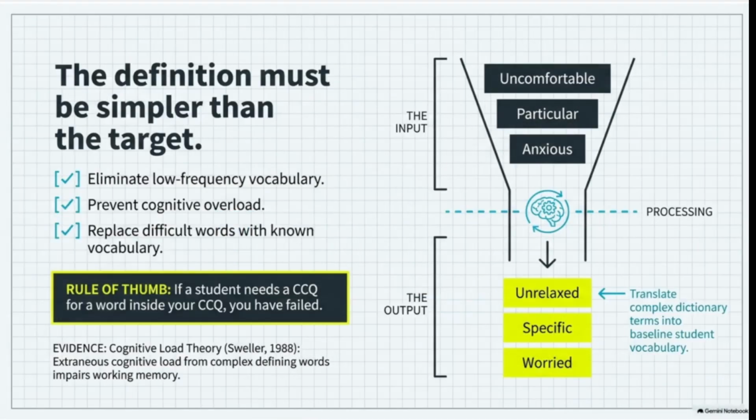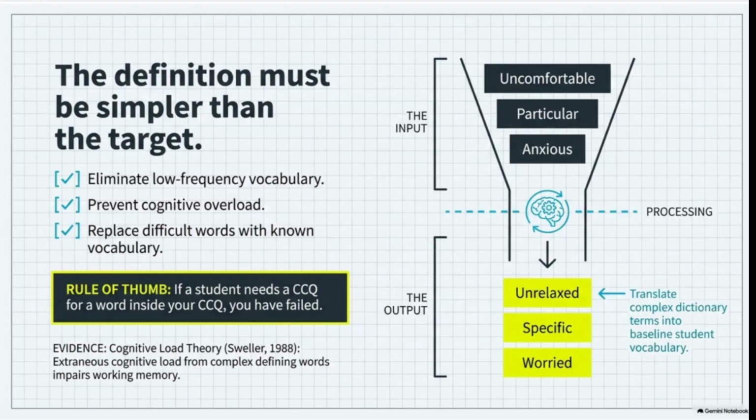Simplify the language. Now we need to simplify the language. This is critical. Your CCQ should be easier than the target word or concept. How can we do that? 1. Eliminate low-frequency vocabulary. 2. Prevent cognitive overload. 3. Replace difficult words with known vocabulary.